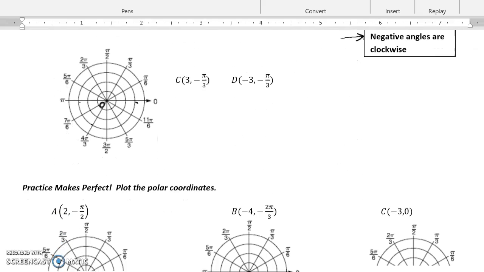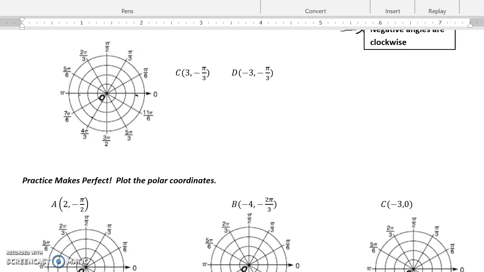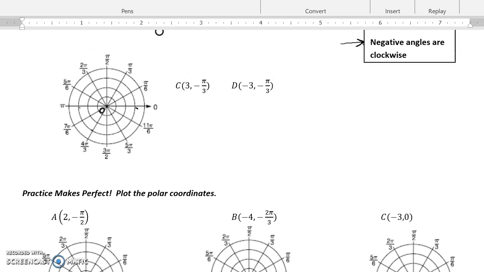Okay, let's try some more. Here are a couple more. Point C has a positive radius, but a negative angle. So remember, negative angles are clockwise. So we're going to move from the pole, a radius of 3, and then negative pi over 3 is clockwise pi over 3. So that would put us right here. And that's point C. Point D has a negative radius and a negative theta. So we move from the pole, negative 3 and negative pi over 3, which is clockwise, pi over 3. So that would be right here. And that's going to be point D.